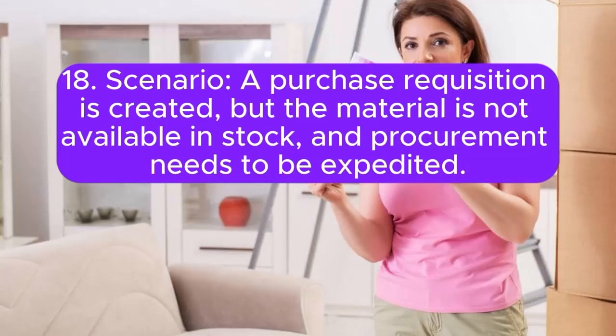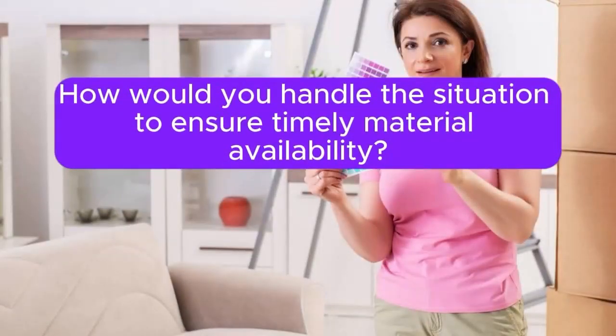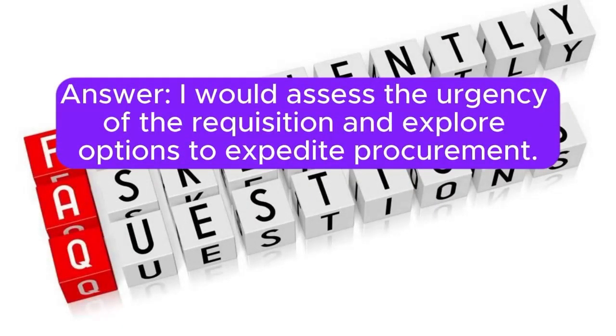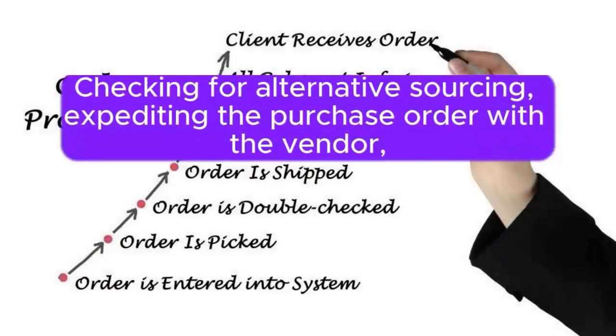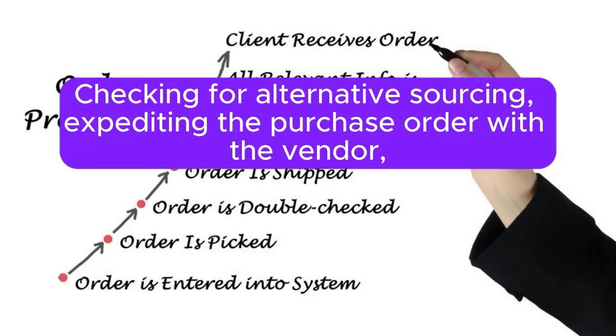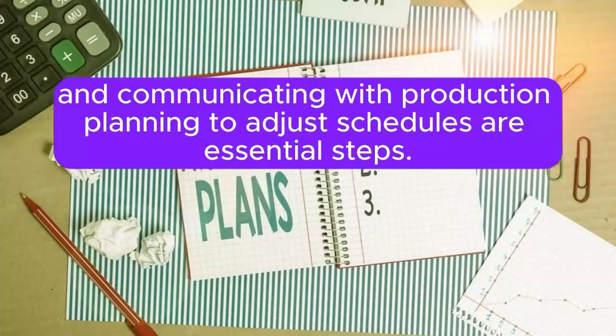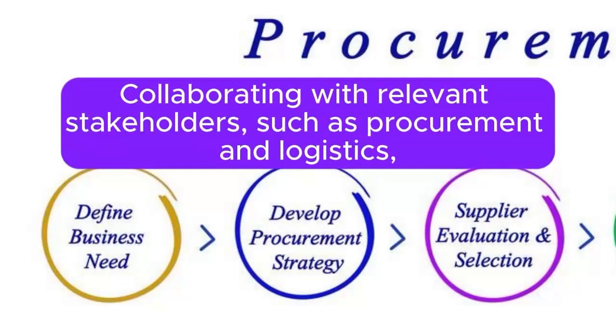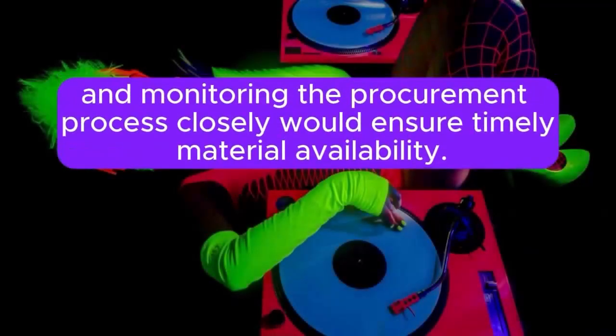18. Scenario: a purchase requisition is created, but the material is not available in stock, and procurement needs to be expedited. How would you handle the situation to ensure timely material availability? Answer: I would assess the urgency of the requisition and explore options to expedite procurement. Checking for alternative sourcing, expediting the purchase order with the vendor, and communicating with production planning to adjust schedules are essential steps. Collaborating with relevant stakeholders, such as procurement and logistics, and monitoring the procurement process closely would ensure timely material availability.